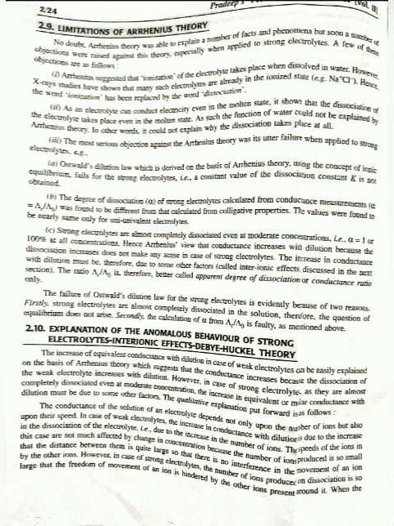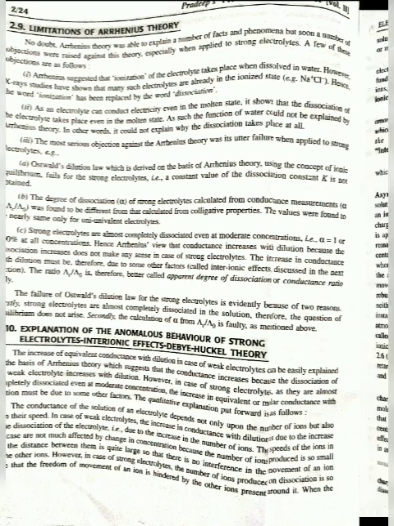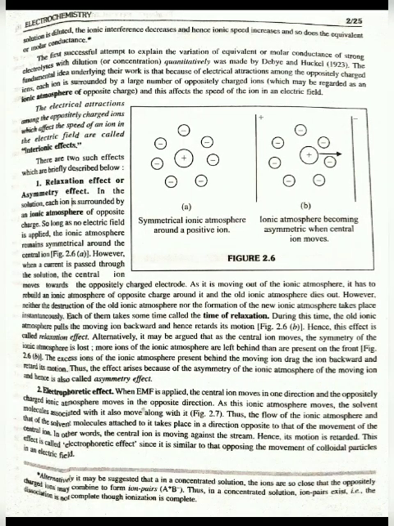However, in case of strong electrolytes, the number of ions produced on dissociation is so large that the freedom of movement of an ion is hindered by the other ions present around it. When the solution is diluted, the ionic interference decreases and hence ionic speed increases, and so does the equivalent or molar conductance. The first successful attempt to explain the variation of equivalent or molar conductance of strong electrolytes with dilution or concentration quantitatively was made by Debye and Huckel in 1923.